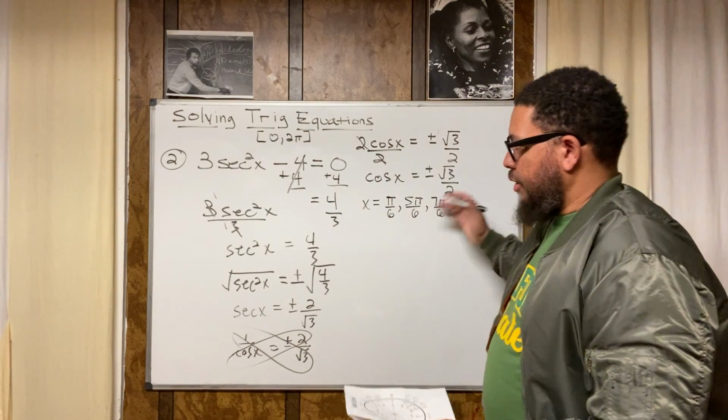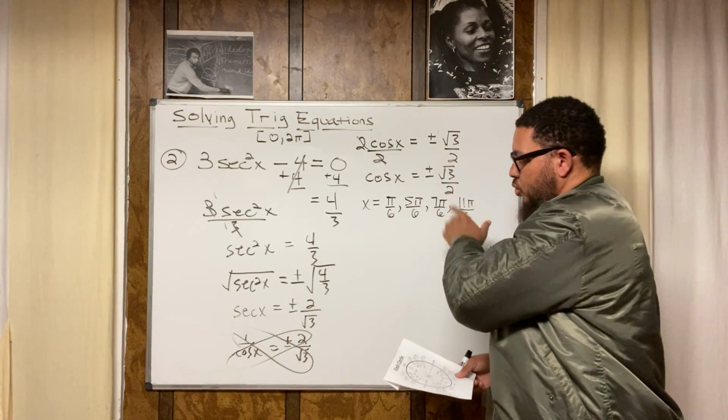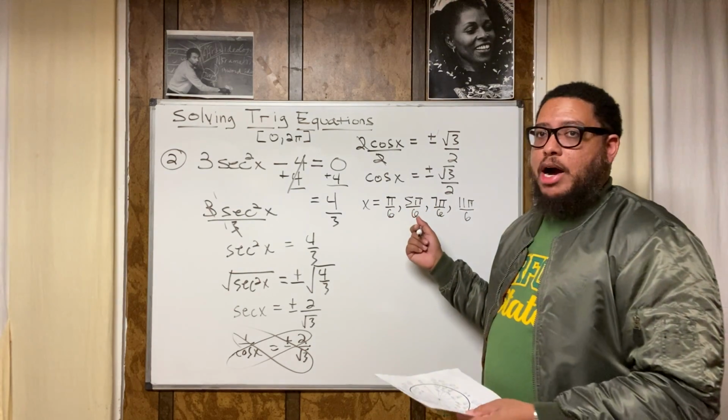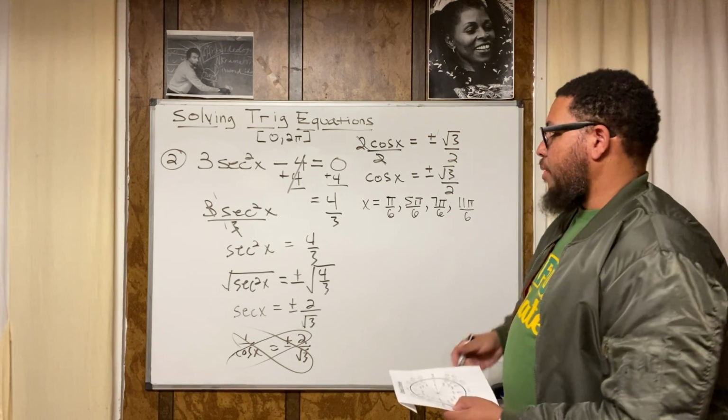All of these are going to be good, right? But I recommend to you to check all of these answers to make sure that they're all good. Make sure 5 pi over 6 is good. Make sure 7 pi over 6 is good. Make sure 11 pi over 6 is good.